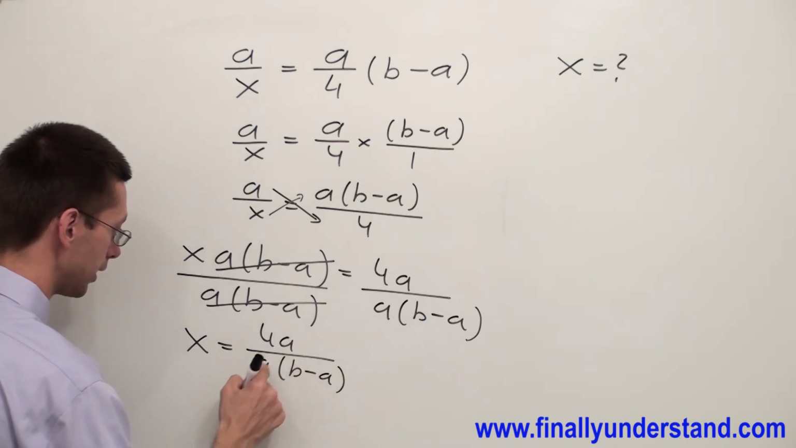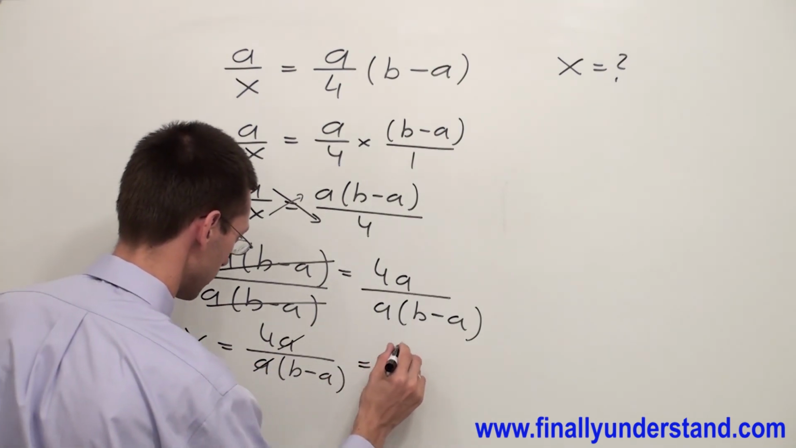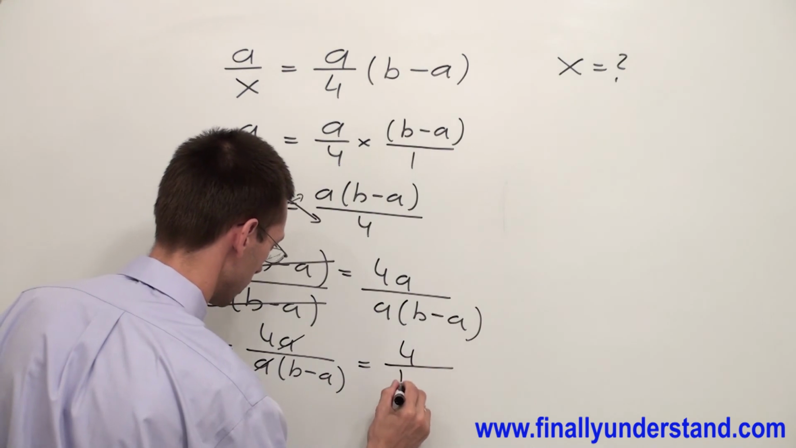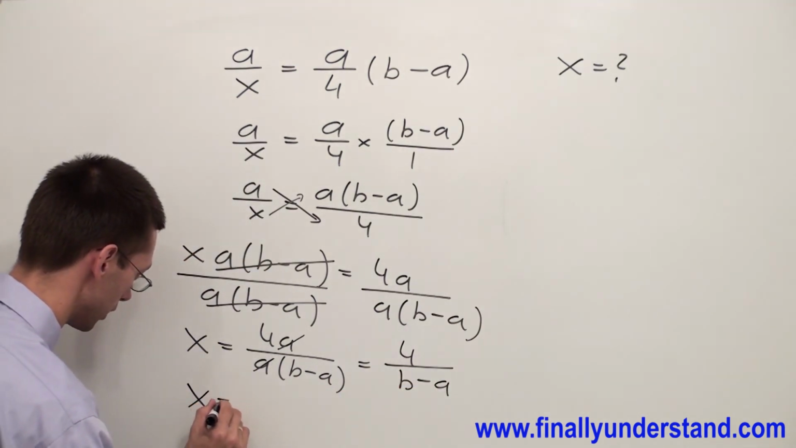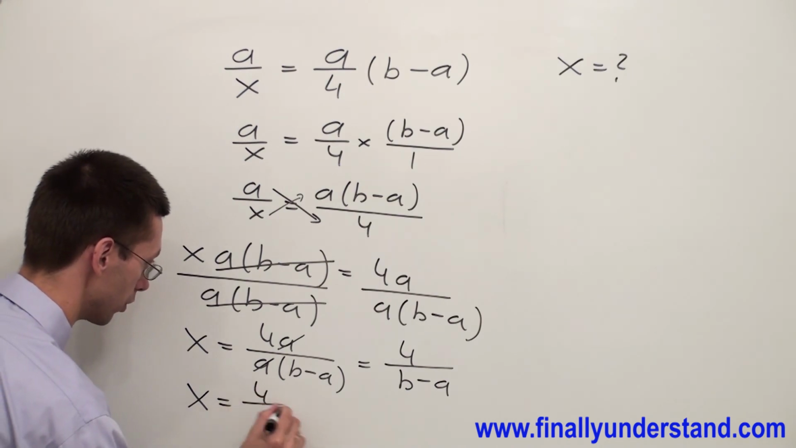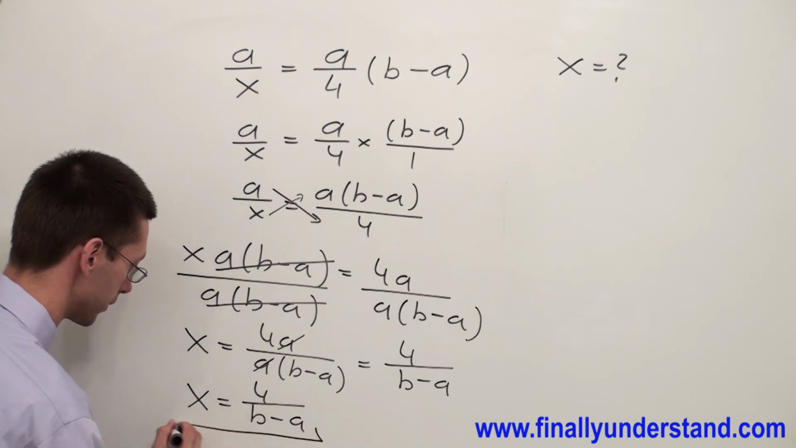We have a and a. Okay, we can cancel these two a's. Okay, so I'm going to have 4 over b minus a. The solution to my problem is x equals 4 over b minus a. Very simple.